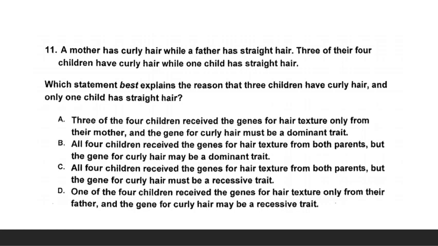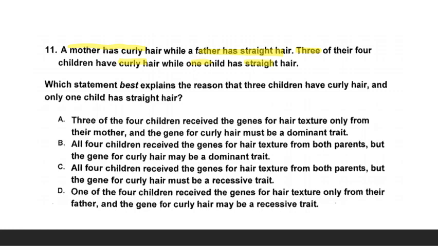Number 11. A mother has curly hair while a father has straight hair. So we know that mom has curly, dad has straight. Three of their four children have curly hair when one has straight. So three have curly and one has straight. Which statement best explains the reason that three children have curly hair and only one child has straight hair?